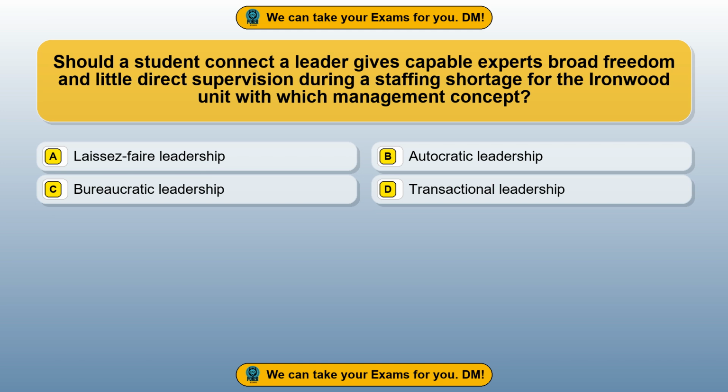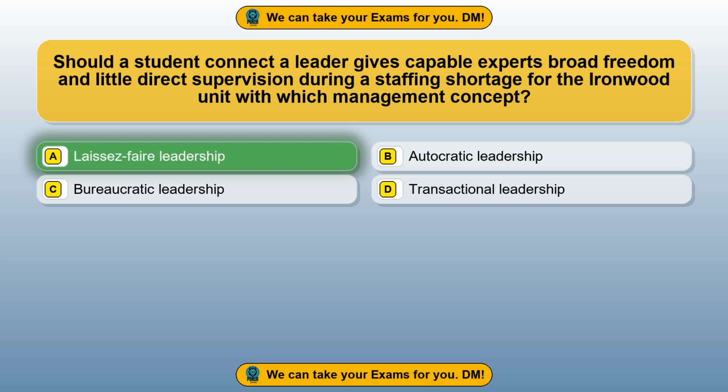Question 11. A leader gives capable experts broad freedom and little direct supervision during a staffing shortage for the Ironwood unit. Which management concept does this match? Option A, laissez-faire leadership. Option B, autocratic leadership. Option C, bureaucratic leadership. Option D, transactional leadership. The correct answer is option A, laissez-faire leadership.